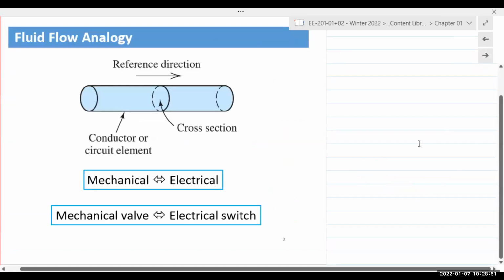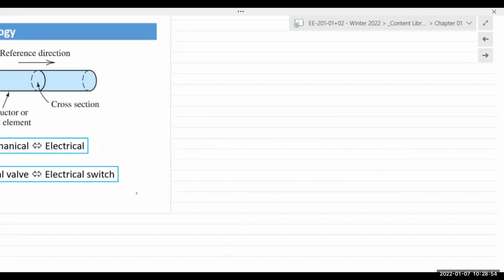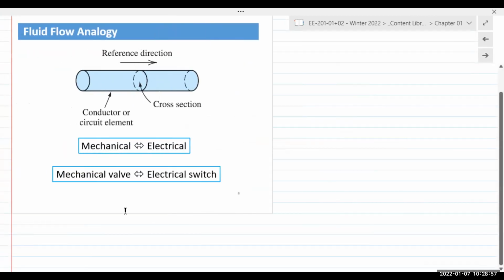All right, fluid flow analogy between electrical and mechanical. So we talked about a conductor, right? Any material that allows the conduction or passage of electrons is a conductor. Now, a conductor allows the flow of current, right? So if I was to use a mechanical analogy, I would say that this electrical conductor is analogous to a pipe, and it is allowing the flow of fluid, right?